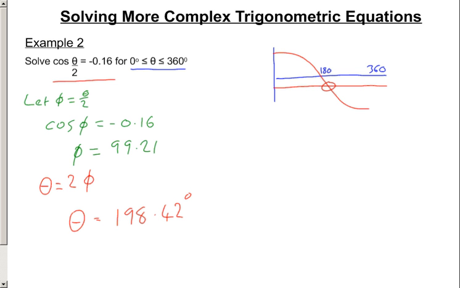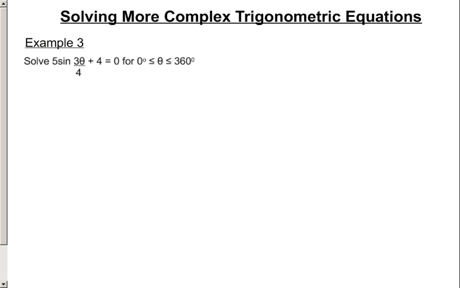Have a look at the next example. In this example, it's a bit more complicated again. The first thing we need to do here is rearrange the equation so that we've only got sine. So we need to rearrange it so that it's 5 sine 3 theta over 4 equals minus 4. So sine of 3 theta over 4 is equal to minus 4/5.